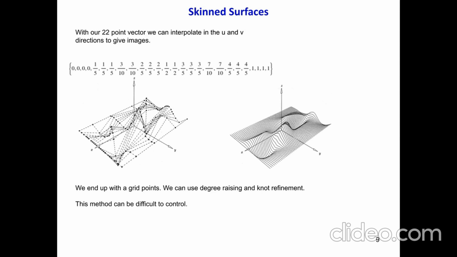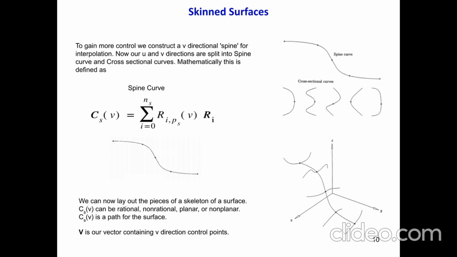So to gain more control, we can construct a spine curve in the V direction, which we will interpolate across. So there is an equation here for the spine curve. Now our skinned surface is split into this spine curve and a set of cross-sectional curves. This now gives us a sort of skeleton or scaffolding for our surface in two directions, one in the U direction, one in the V direction.